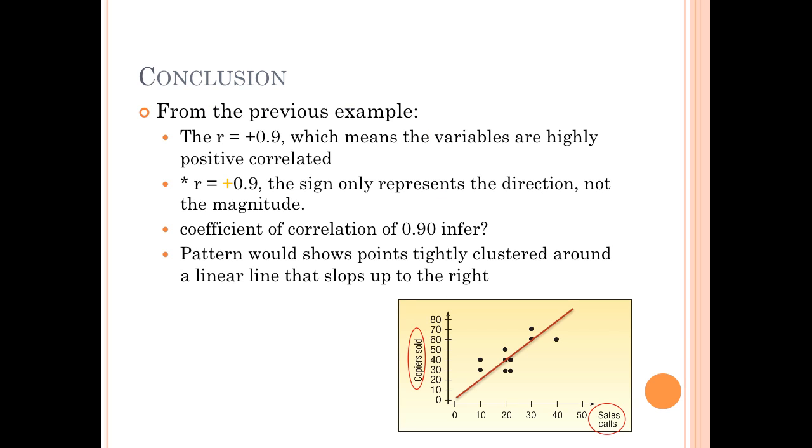Oh, 0.9. So that means that they are strongly related. There is a positive association, meaning as one increases, the other one increases as well. And they would be tightly clustered around a line that slopes up to the right. So if it was a negative correlation and it was 0.9, so it was just negative 0.9, that line would be sloping down to the right instead of up.